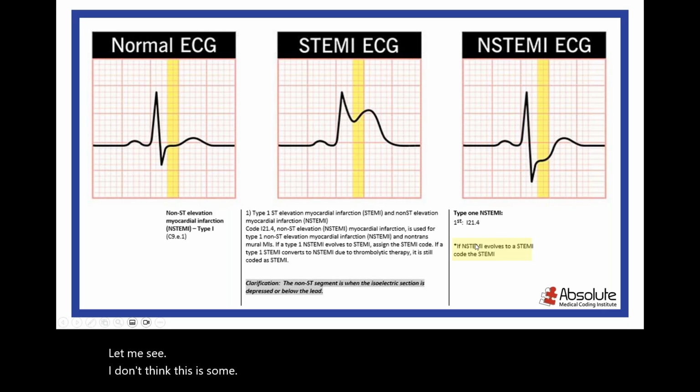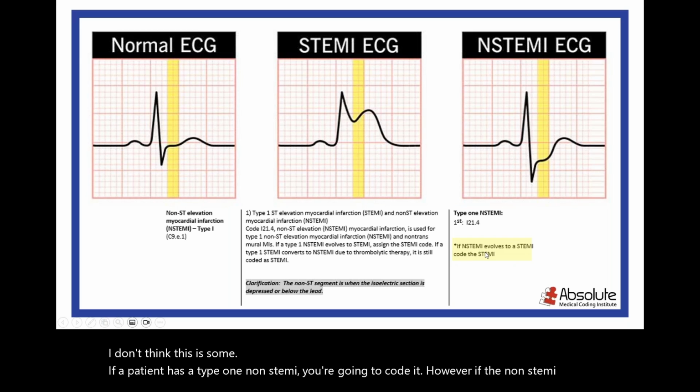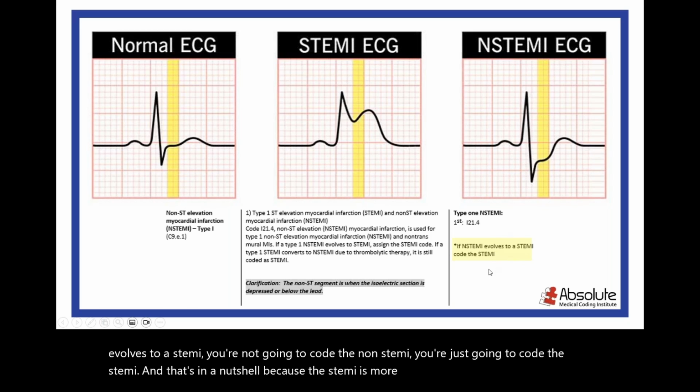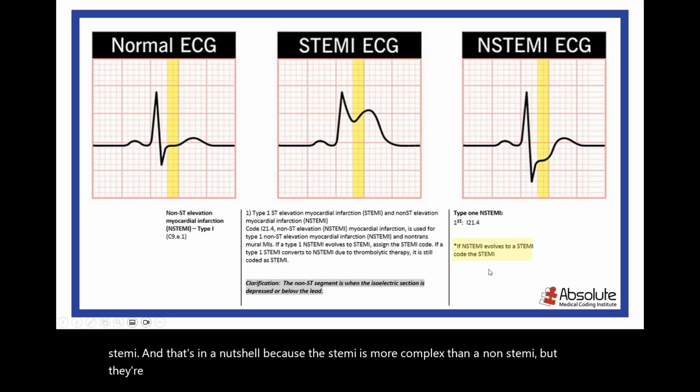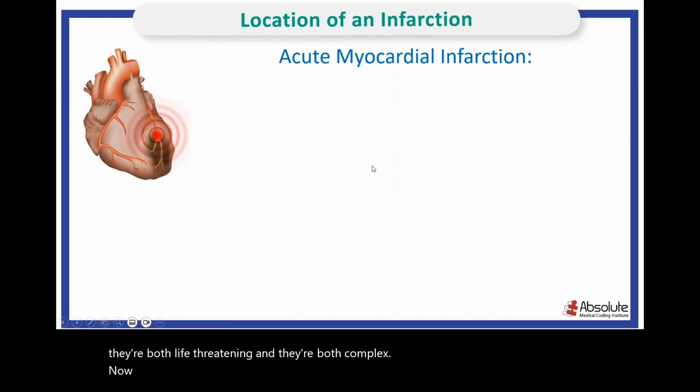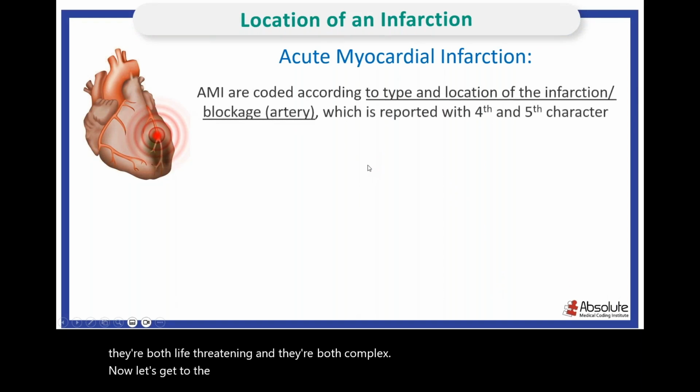If a patient has a type 1 non-STEMI, you're going to code it. However, if the non-STEMI evolves to a STEMI, you're not going to code the non-STEMI. You're just going to code the STEMI. And that's in a nutshell, because the STEMI is more complex than a non-STEMI, but they're both life-threatening and they're both complex. Now, let's get to the guidelines.